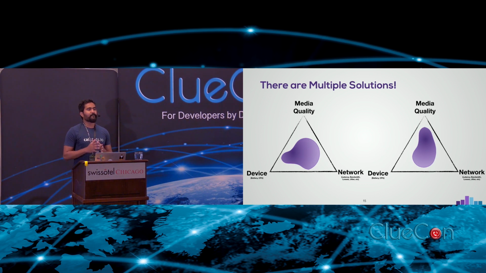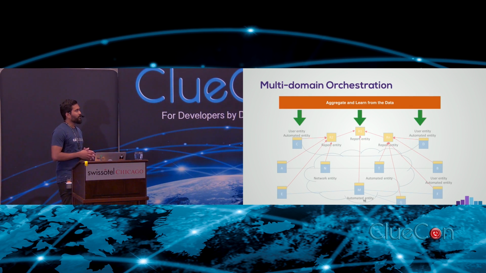That is exactly what we are doing at CallStats.io. We try to deliver a configuration which provides optimal quality consistently. It might not be the highest quality that is possible, but it will be a consistent quality that is delivered to you. So how do we make it possible?